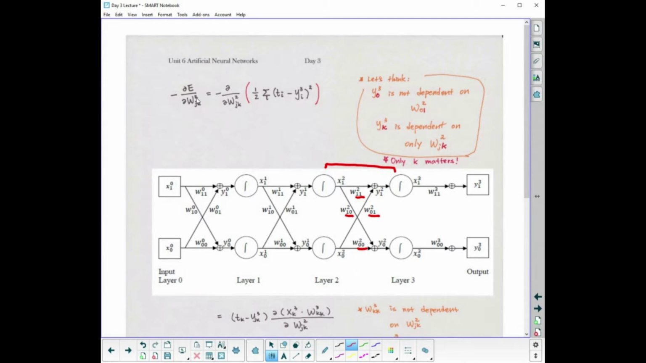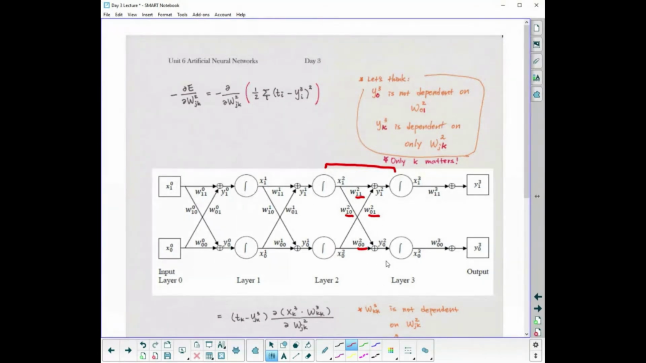Because the layer is also mentioned here as 2. So for layer 2, you can rewrite this one. The error equation cannot be changed. So the error is still 1/2 sigma over i of T sub i minus Y sub i layer 3, squared. But now with respect to different weights. So the second layer is weight.